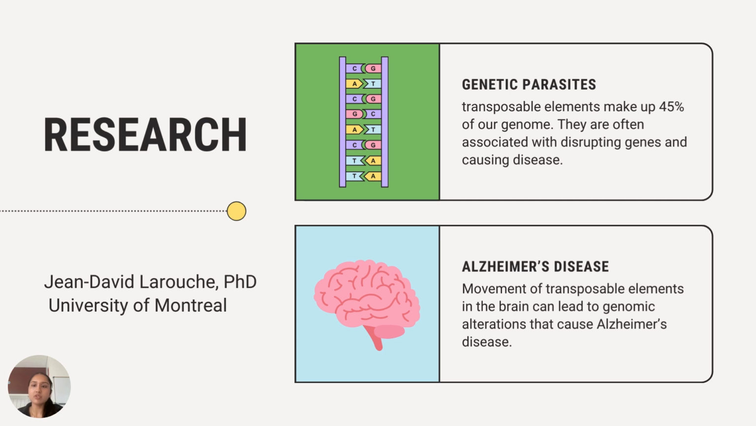Transposable elements, called genetic parasites in the article, make up 45% of our genome and, from my understanding of GEN2052, are often associated with disrupting genes and causing disease. For instance, the movement of transposable elements in the brain can lead to genomic alterations that cause Alzheimer's disease. However, this study demonstrates a different perspective.